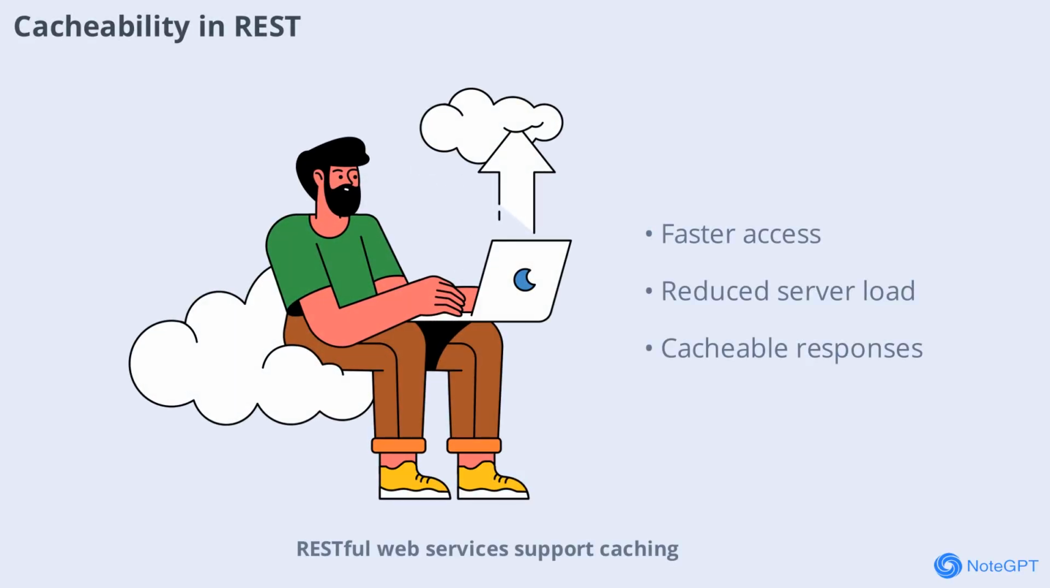RESTful web services support caching, allowing clients or intermediaries to store responses for faster access. For example, common images or data can be cached after the first request, reducing server load and improving performance. API responses indicate whether they are cacheable, helping clients manage data efficiently.